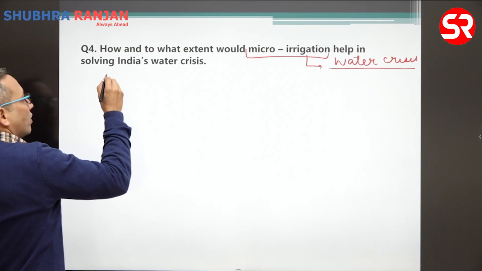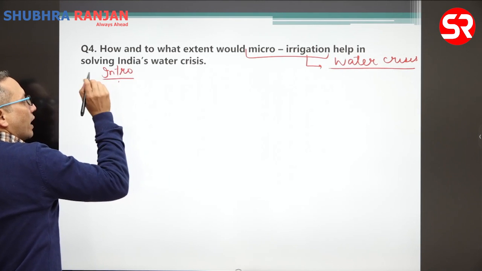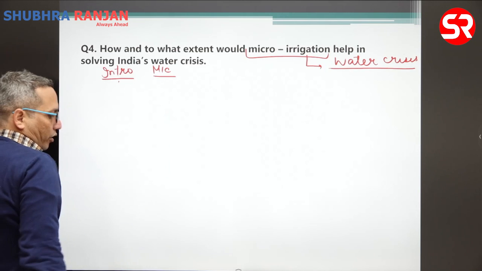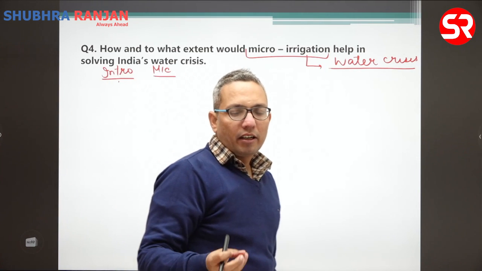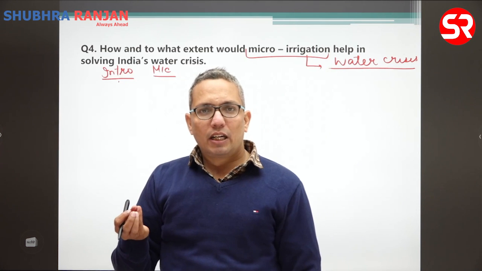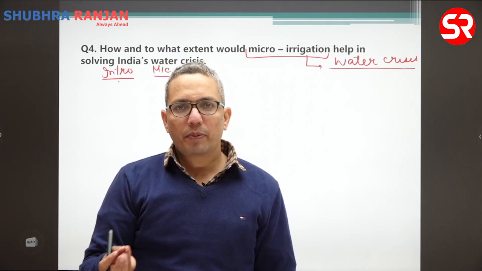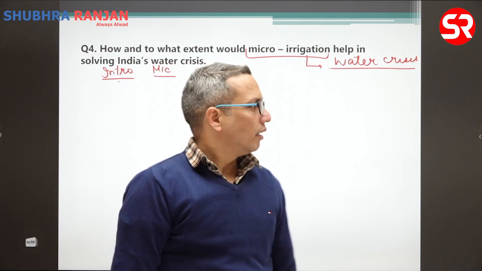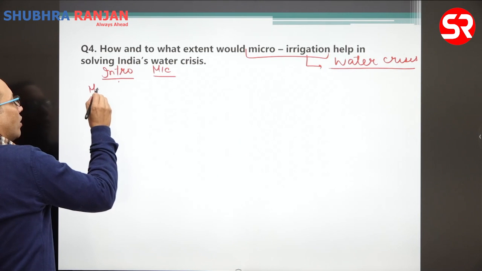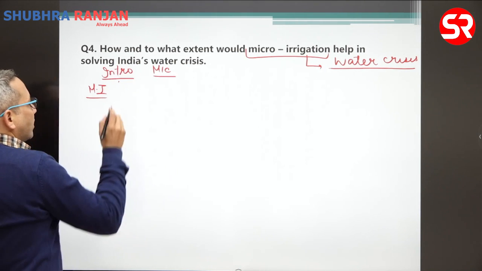In the introduction, we'll give the definition of micro irrigation. So we'll say micro irrigation is the slow application of water directly to the roots of the plants through drips or by using jet sprays or sprinklers. Then we'll tell that micro irrigation can help in solving India's water crisis in the following ways.